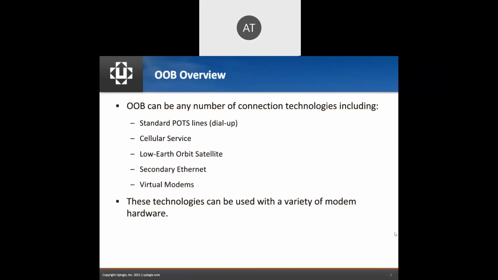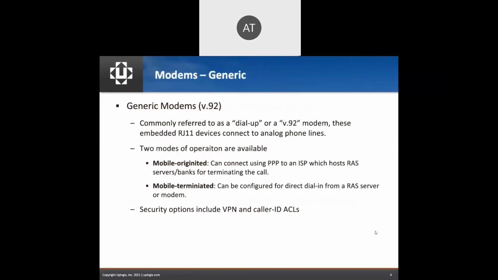And we also have the ability to connect to virtual modems. And there's, like it says, a lot of different hardware that we connect to. So, like I said, just to get into a little bit more detail, V92 modems, these are the old school dial-up, dial-in modems, right? They use an RJ11 jack, analog phone line plugs. And they can operate in two different modes, right? We have mobile originated and mobile terminated.